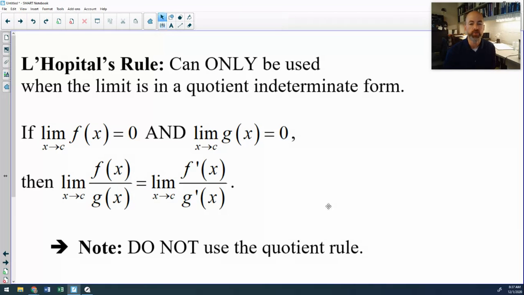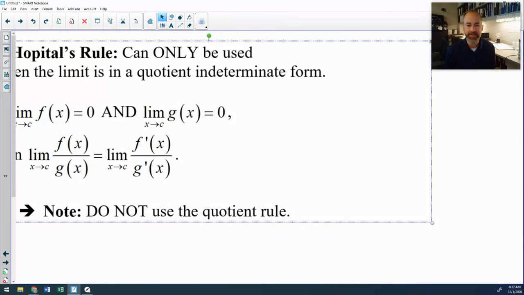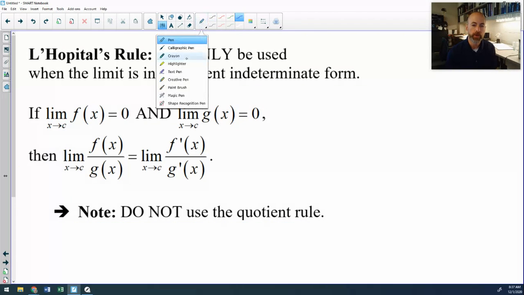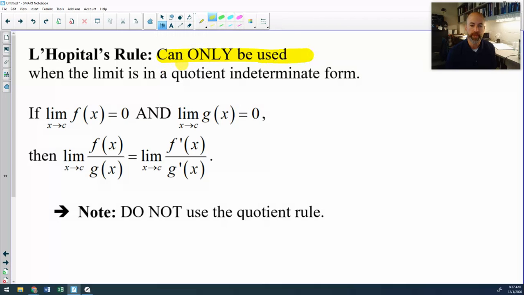And that's the key. You must make sure that your fraction is in indeterminate form before you try to use L'Hopital's rule. So I'm going to highlight that here. Please remember, L'Hopital's rule can only be used when the limit is in a quotient indeterminate form. There are other indeterminate forms we'll talk about later.